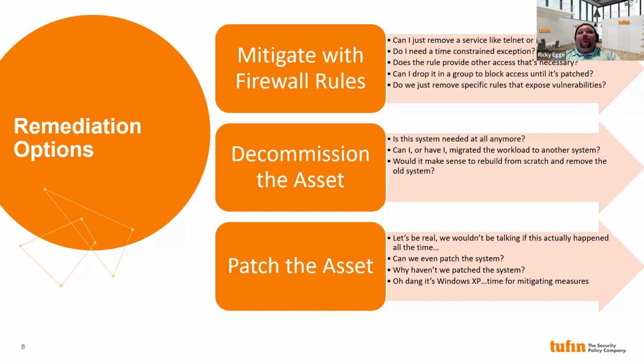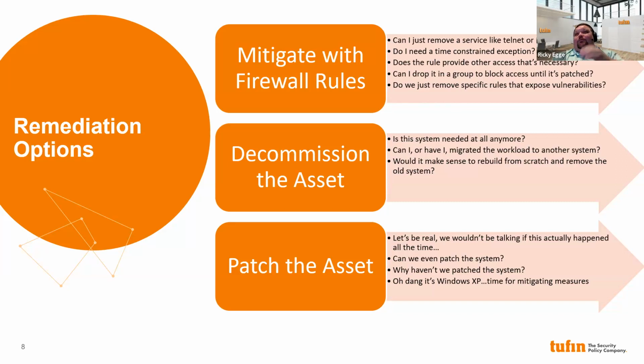And can I drop it into a group and block its access until it's patched? Maybe it's one of like 8 web servers, and I need to pull one offline while we patch it and the other 7 carry the load. We can do that. There are workflows for that. Or do I just remove the specific rules that expose that vulnerability?